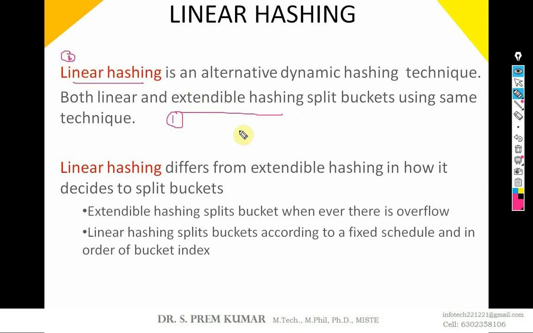Already we discussed the extendable hashing technique. Now let us have a discussion on the linear hashing technique. There is a small difference between extendable hashing and linear hashing. In extendable hashing, whenever there is an overflow, the bucket splits. Whereas in linear hashing, when there is an overflow, there is no hard and fast rule that the bucket should get split. It depends upon the levels and rounds. We will discuss that with a simple example.